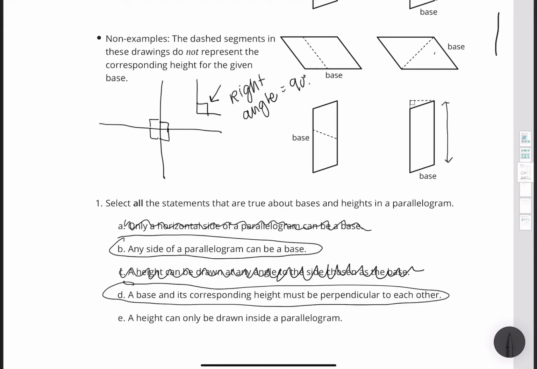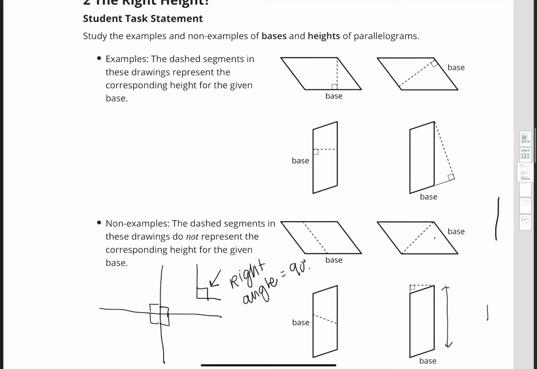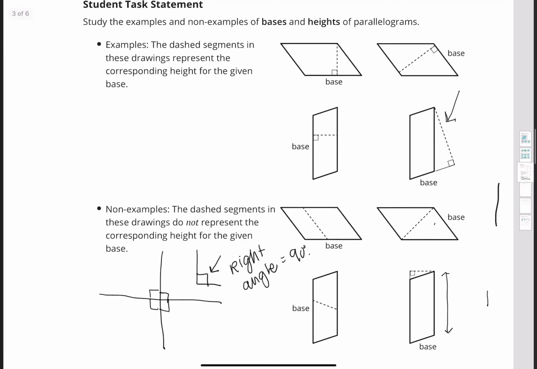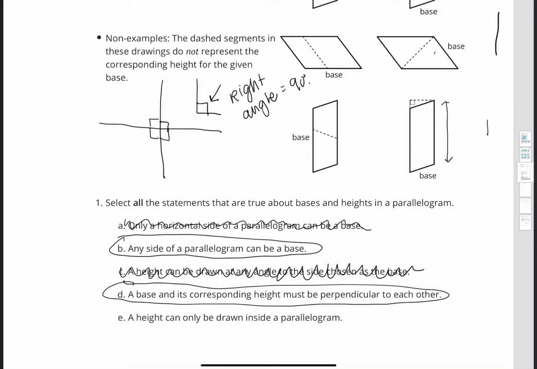Now let's look at E. A height can only be drawn inside of a parallelogram. So let's go back to studying our example and our non-example. When we look at our example, there is one where the height is not even inside the parallelogram. So E can't be true either. And like I said, I'm just using my diagrams above to help me answer these questions.